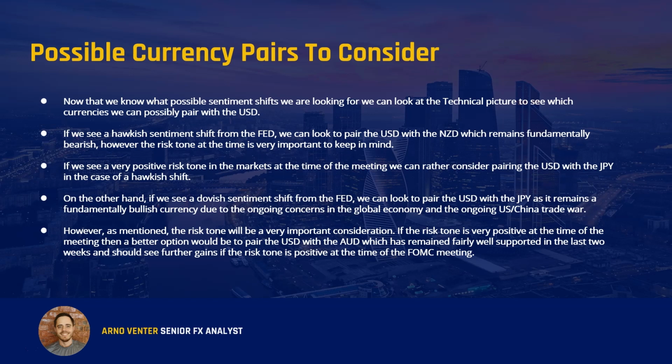Now, on the other hand, if we see a dovish shift, a sentiment shift from the Fed, we can look to pair the US dollar with something like the yen. The yen remains a fundamentally bullish currency due to the ongoing concerns in the global economy as well as the ongoing US-China trade war. However, as we just mentioned, the risk tone will be particularly important going into that meeting. If the risk tone is very positive at the time of the meeting, then a better option would be to pair the US dollar with something like the Australian dollar, which has remained fairly well supported in the last 2 weeks and should see further gains if the risk tone stays positive at the time of the FOMC meeting.